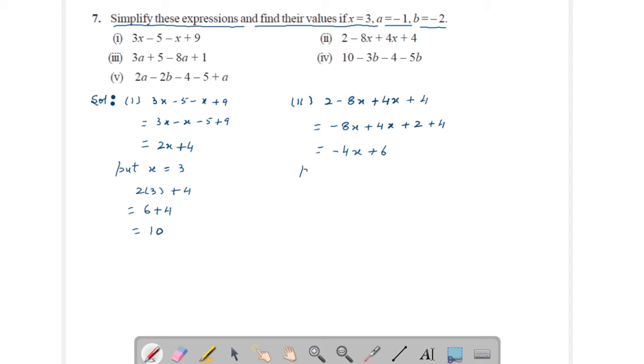Now put x is equal to 3. What will you get? Minus 4 into 3 plus 6. Solve this. Minus 4 into 3, it is minus 12, plus 6. Minus 12 plus 6, it is minus 6. This is your answer.